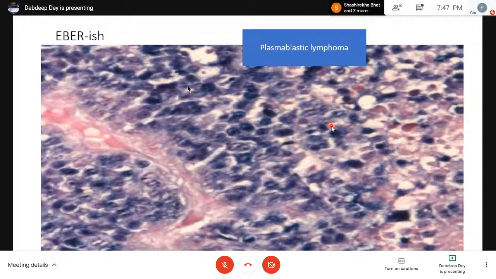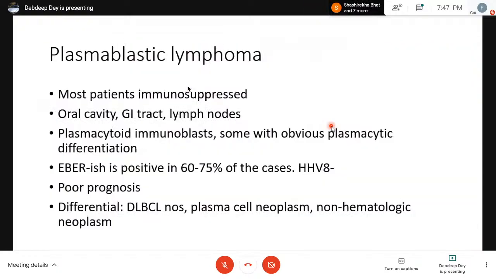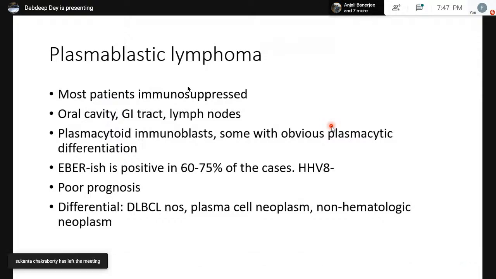Now, plasmablastic lymphomas most often occur in immunosuppressed patients. This patient was not immunosuppressed but was suffering from hepatitis B. It's present predominantly in the oral cavity, GI tract, and the lymph nodes. And as I said, the morphology is of sheets of plasmacytoid immunoblasts, some with very obvious plasmacytic differentiation.